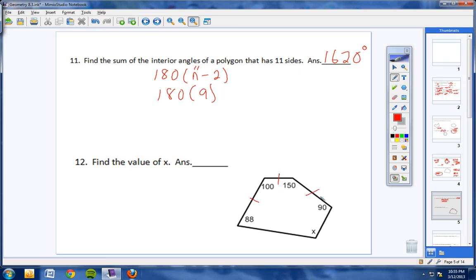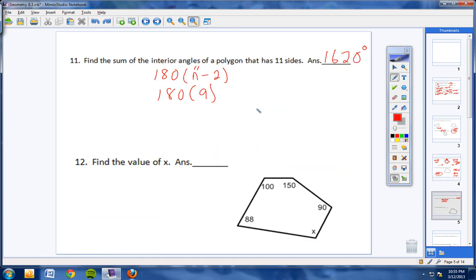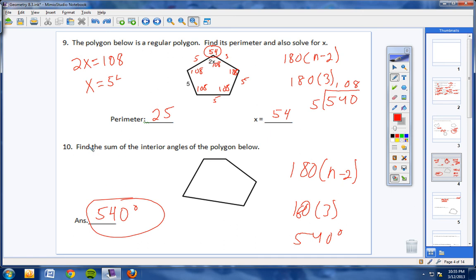1, 2, 3, 4, 5. And I'm not being mean. If you did poorly, I'm sorry, but this polygon has 5 sides. Well, just to be sure, let's go back a page. Look at number 10. We just found out that when you have 5 sides, the sum of the interior angles is 540.